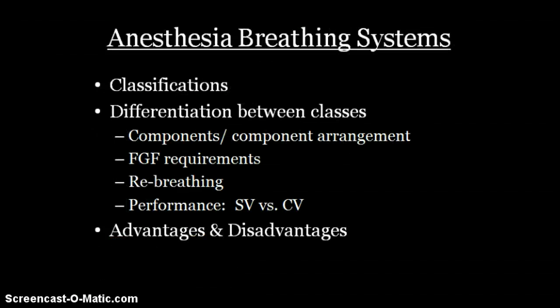Now that we've discussed the components and physical and functional requirements of an anesthesia breathing system, we will learn about the classification of anesthesia breathing systems and how to differentiate between them based upon the presence and arrangement of components within the system, the fresh gas flow requirements of the system, the presence or absence of rebreathing, the performance of the system in spontaneous versus controlled ventilation, as well as the advantages and disadvantages associated with each classification.